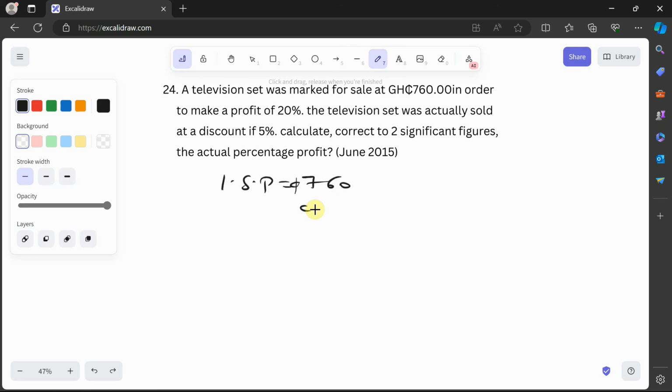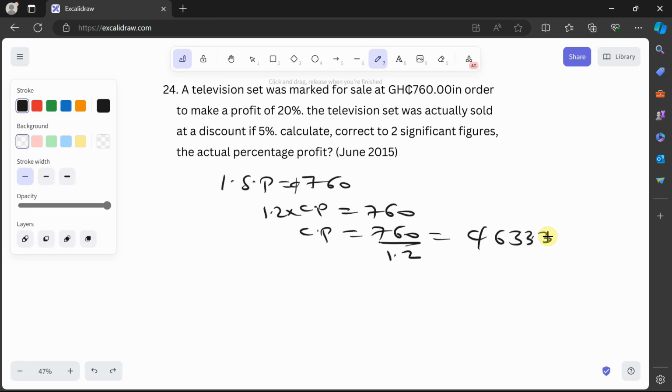So we know that in this particular question, it was already marked up to 760 cedis in order to make a profit of 20%. So the initial selling price was 760 cedis. We can find the cost price from this, because what we did was mark it up by 20%. That will be 1.2 times the cost price, which gives us 760. So the initial cost price was 760 divided by 1.2. If I press that in my calculator, that will give me 633.33 cedis. That is the cost price.